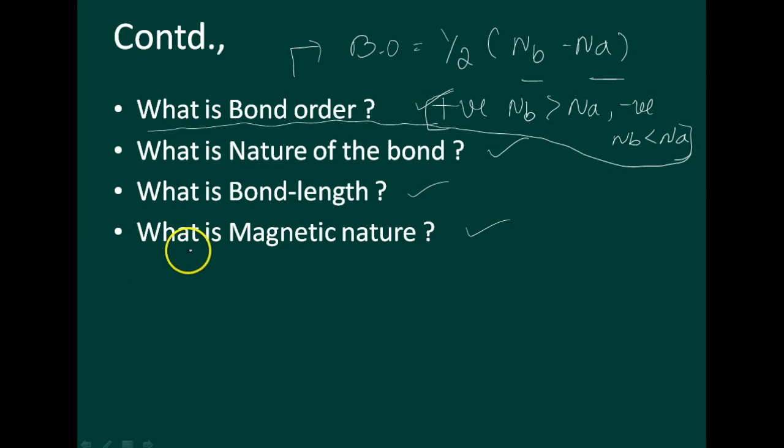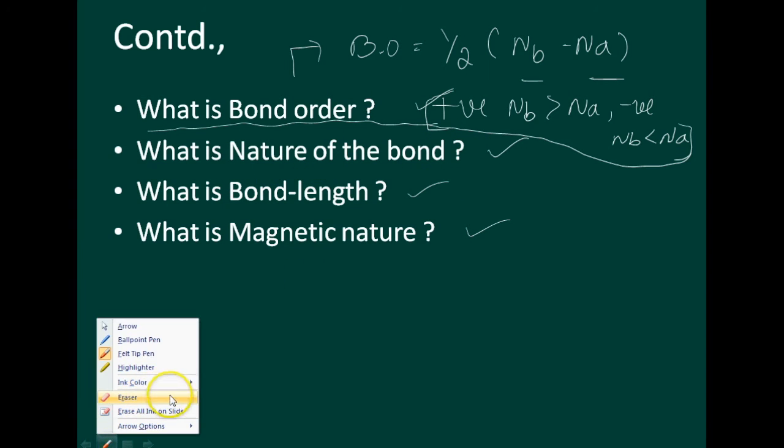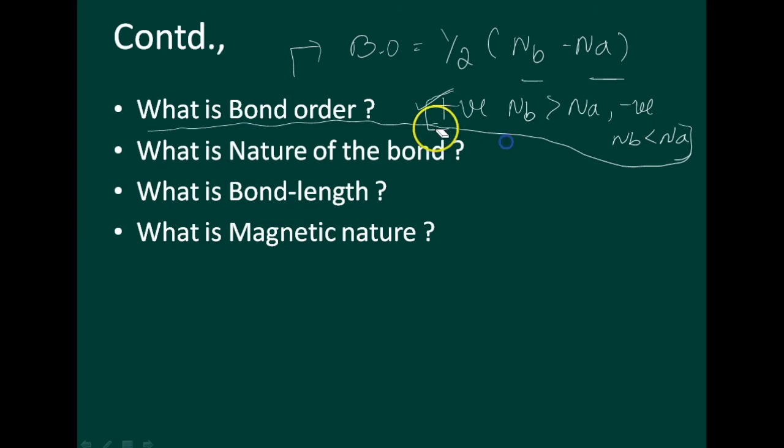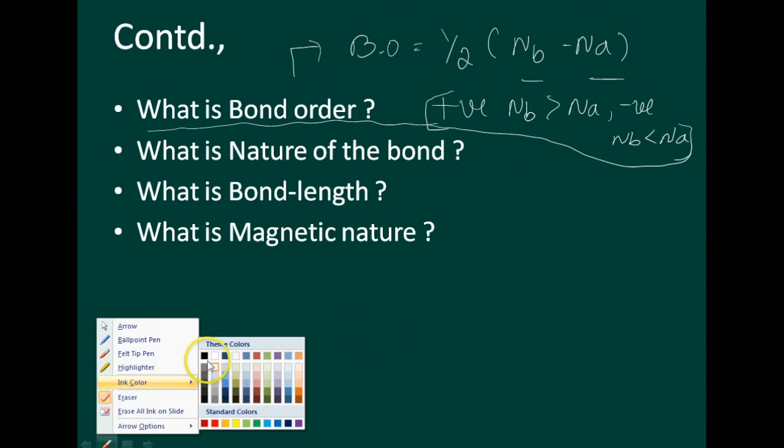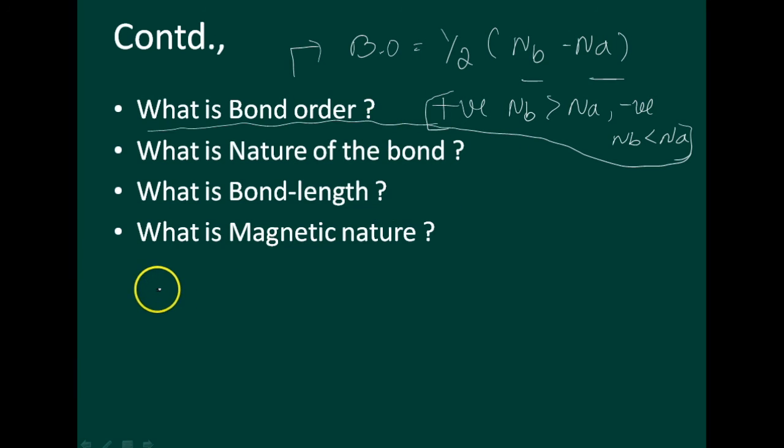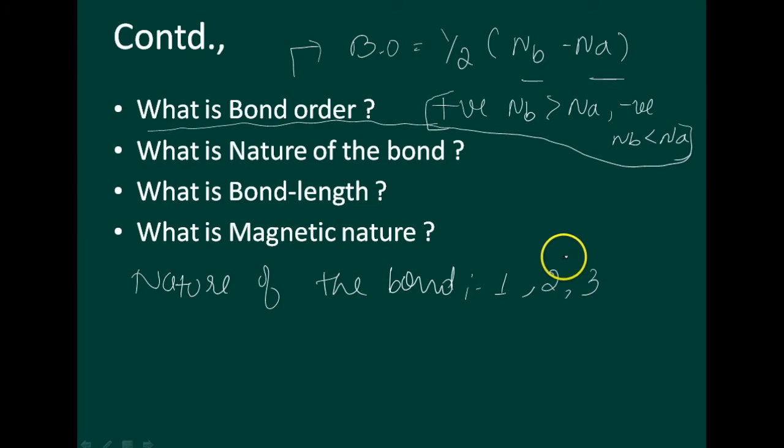Next, what is the nature of the bond? Coming to the nature of the bond, it may be 1, 2 or 3, that is single, double or triple bonds respectively. Then what is bond length?